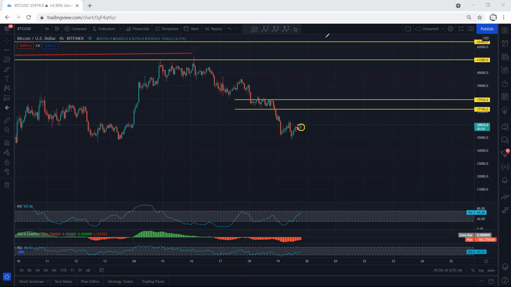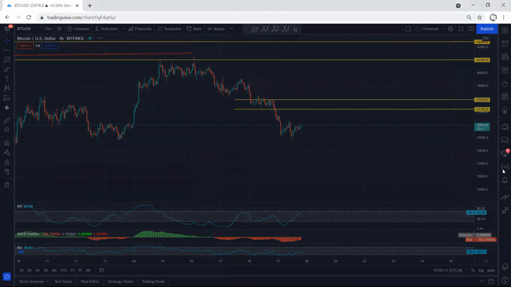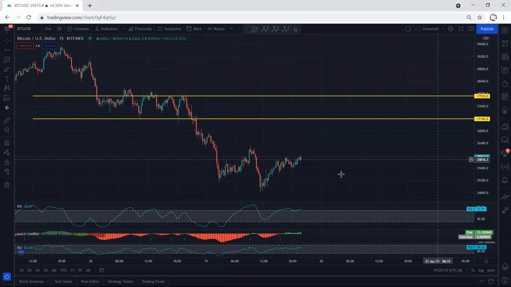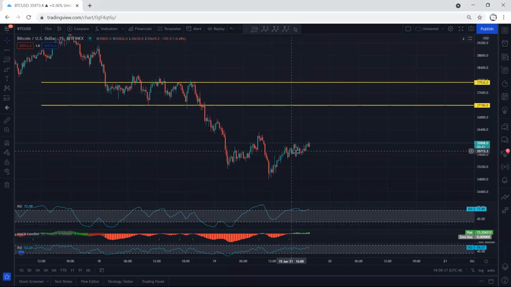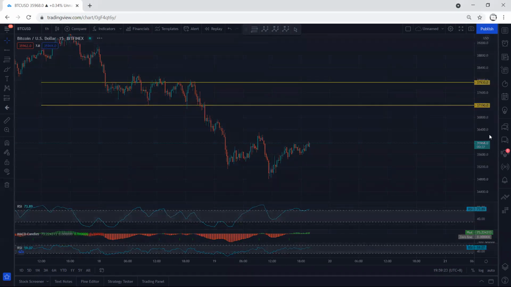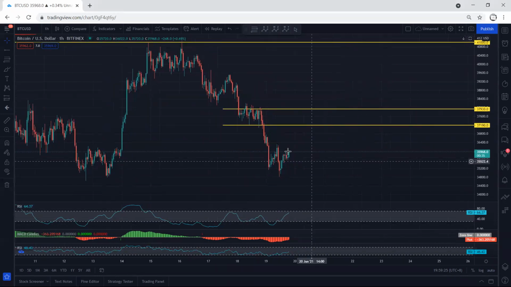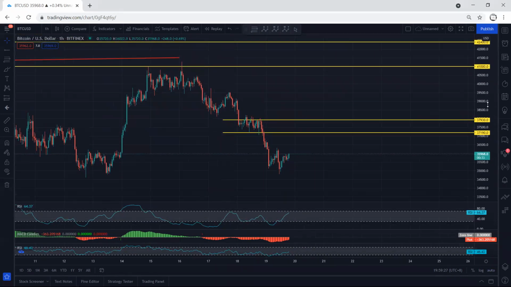How about if I move to 15 minutes? We don't have really good trade setup. What I can see here is a flat. Okay, then how about the first things? How about if the price reverses from here? How can we look for trade?